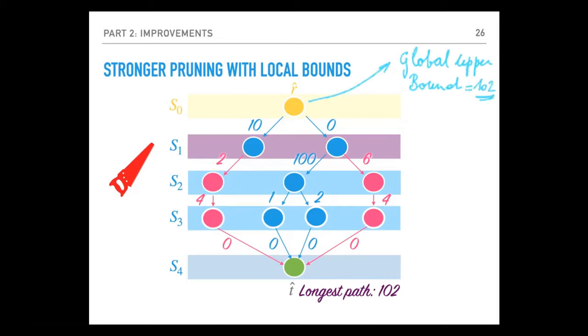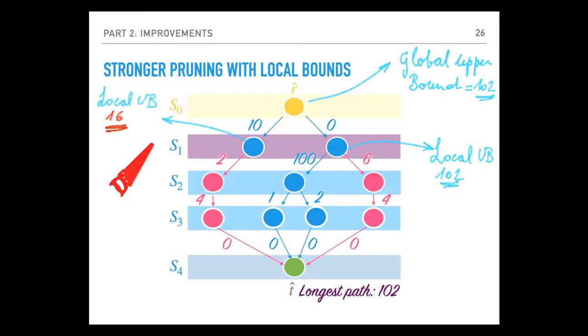And we have, like I said, a global upper bound, which is derived from that relaxed MDD, and that global upper bound is going to be 102. That does not change. But we attach additional information to each node, and that additional information is what we call the local bound. That local bound is basically the length of the longest path going through this node. So for the rightmost node, the longest path is going to be 102. And that is the exact same value as the global upper bound.